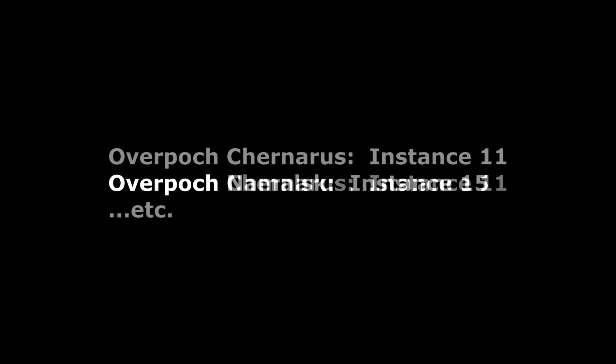And here's the first GTX specific thing we need to know. Overpoch Chernarus uses instance 11 on GTX servers. For those of you who don't know, each combination of mod and map is run in a different instance, and each instance has a number associated with it. So for example, Overpoch Chernarus is instance 11, Overpoch Namalsk is instance 15, and so on.